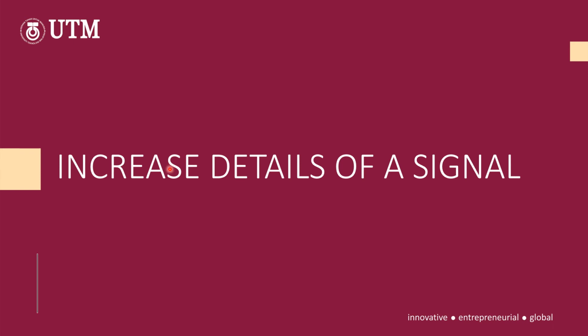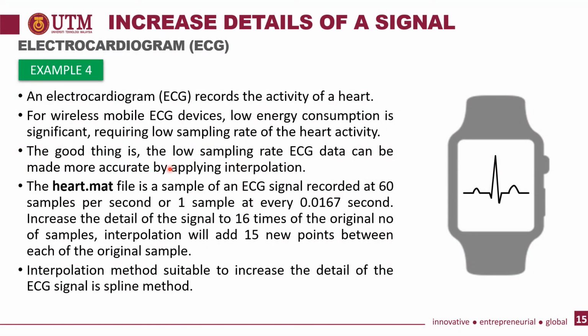All right, next let's take a look at the next example, which is to increase the details of a signal. This is the second application of interpolation in electrical engineering, related to the electrocardiogram, ECG. An electrocardiogram records the activity of a heart. For wireless mobile ECG devices, low energy consumption is significant, requiring a low sampling rate of the heart activity. The good thing is that low sampling rate ECG data can be made more accurate by applying interpolation.